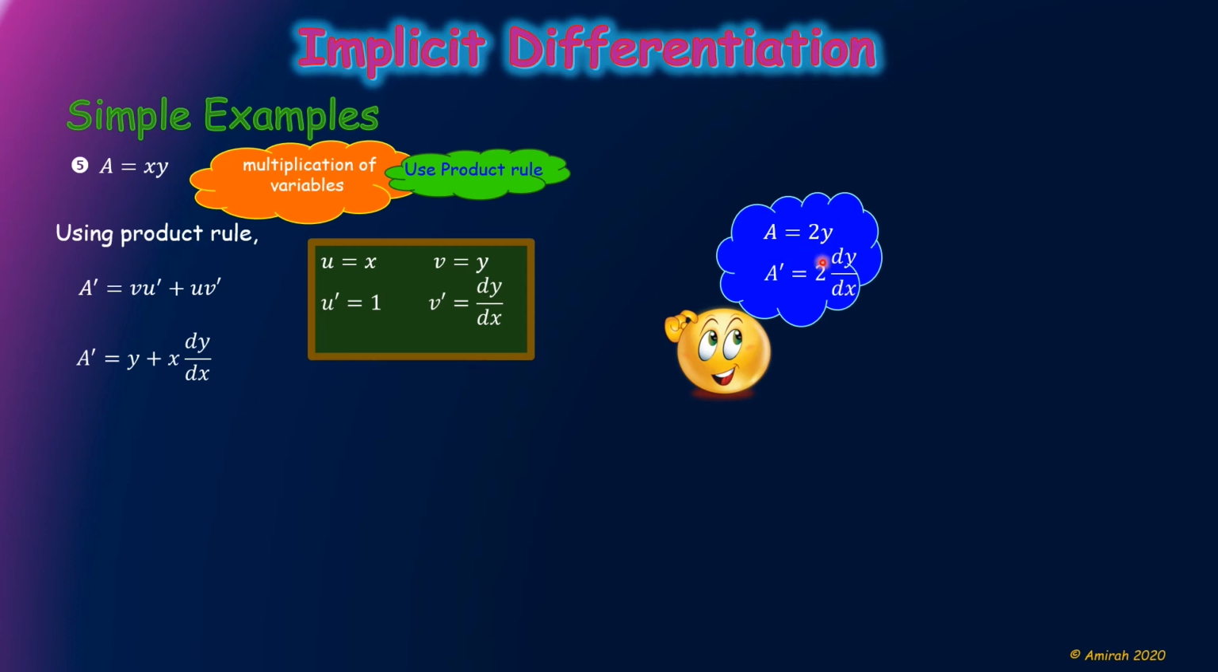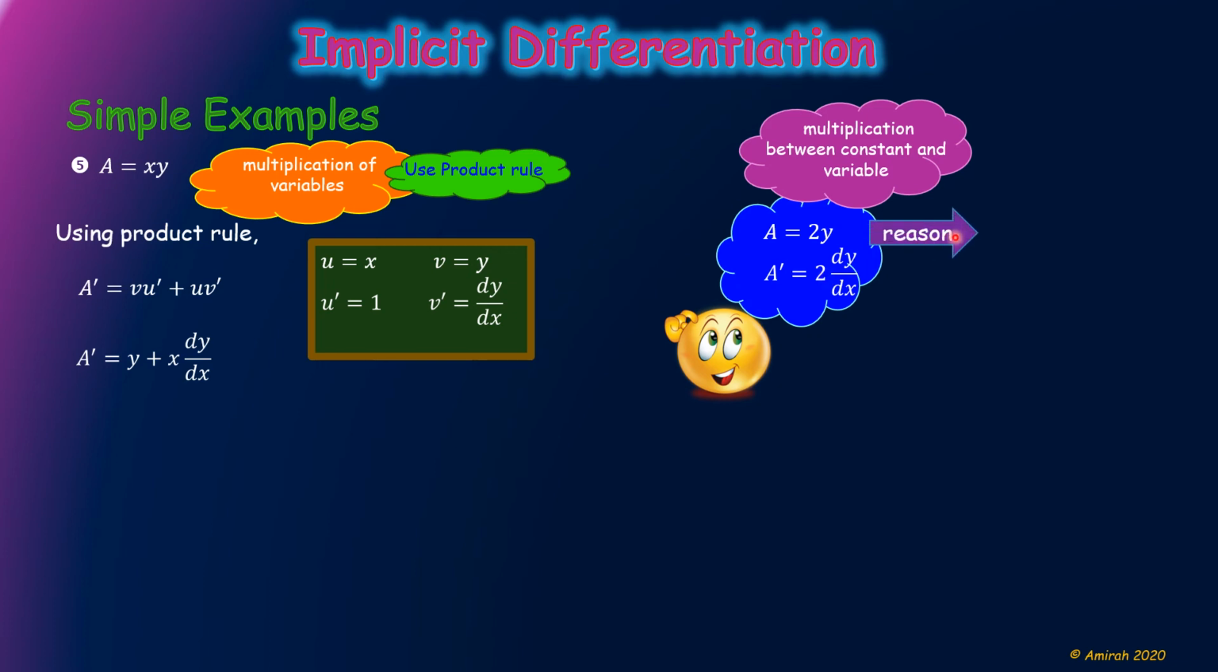Okay, what we do is we just put the constant in front and then we differentiate the variable y. We differentiate the variable y, so we have dy over dx. This is multiplication between a constant and a variable, so we can still put the constant in front. We have no need to use the product rule, but we still can use it, although the technique is quite long.